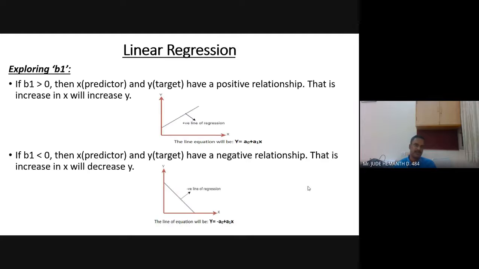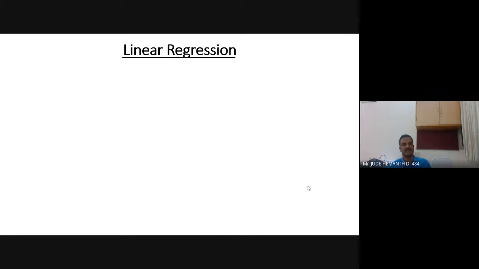If B1 is equal to 1, or A1 is equal to 1, what will happen? There will not be any meaning in going for a machine learning model, because y is equal to A0 plus x. What is there in that? Y is equal to x. Nothing special in that. So always make sure you have some weightage with x, which determines the relationship between x and y.